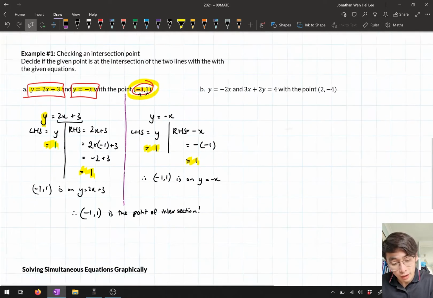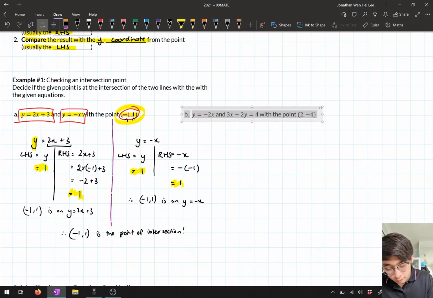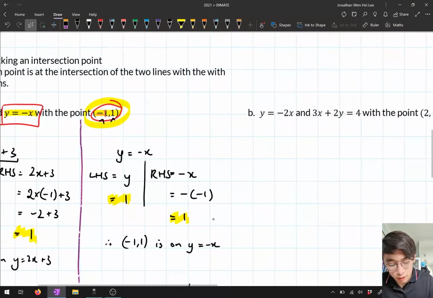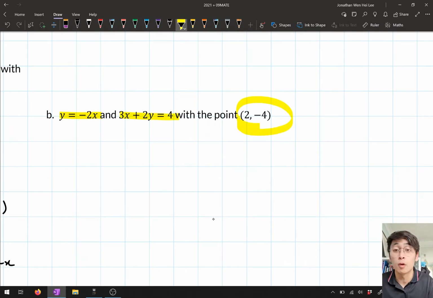Okay, let's have a look at another example of this. Let me just move this across so I've got a bit more space. We've got two equations, once again: y is equal to -2x and 3x plus 2y is equal to 4. And we want to check if this point 2, -4 is on both of those lines. Is that the point of intersection?